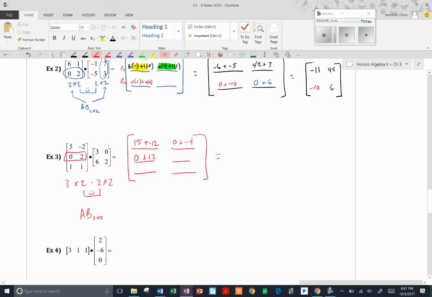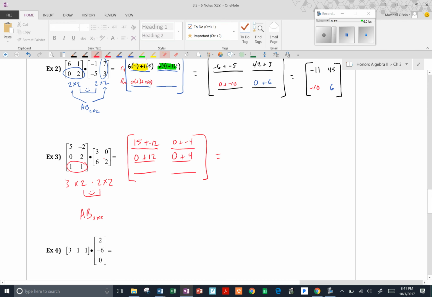I'm going to do the second row, second column. Again, let's say you lose where you are. I need this one. That means I need second row, second column for the spot that I'm at there. So I have 0 times 0, which is 0. 2 times 2, which is 4. Done with that row. Down to the last row.